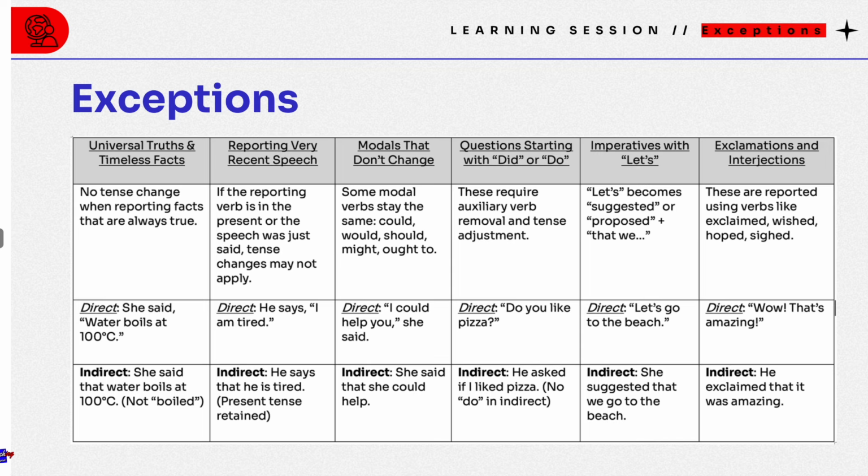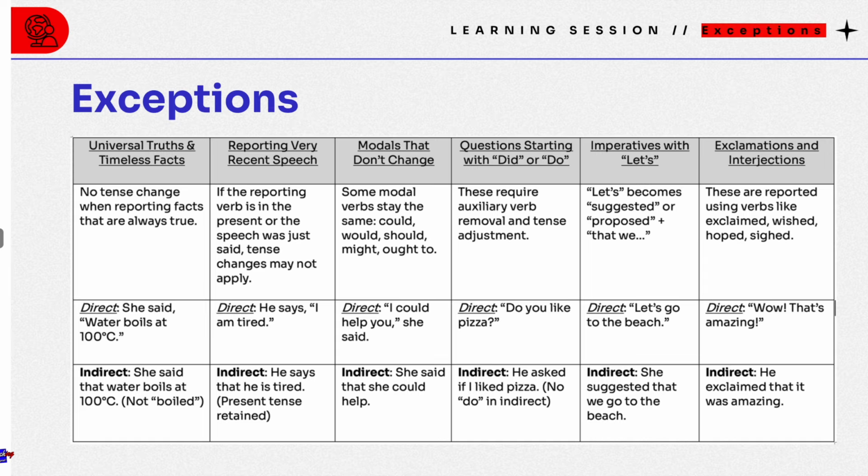So the same tense. Reporting very recent speech. If the reporting verb is in the present or the speech was just said, tense changes may not apply. So, for example, he says, I am tired. In direct speech, he says that he's tired. Present tense retained. Why? Because it is still happening, it's still going on.